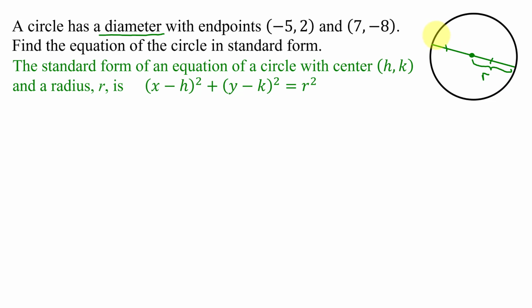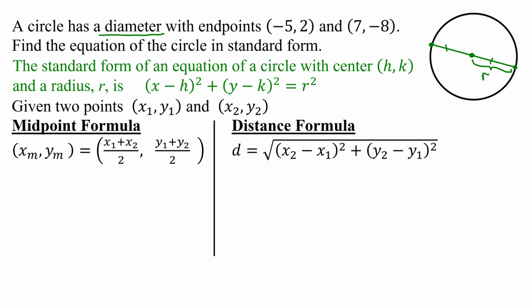Well, remember, the center is going to be the midpoint of the diameter, and the radius is going to be half the length of the diameter. And here are a couple of useful formulas. So given 2 points with the coordinates x sub 1, y sub 1, and x sub 2, y sub 2, here's the midpoint formula, here's the distance formula.